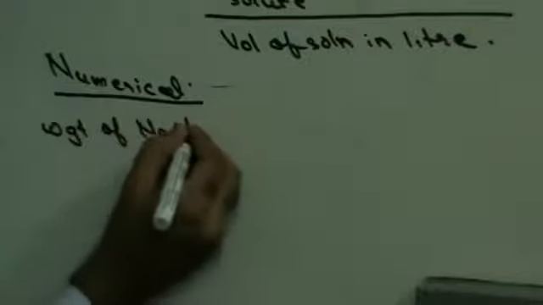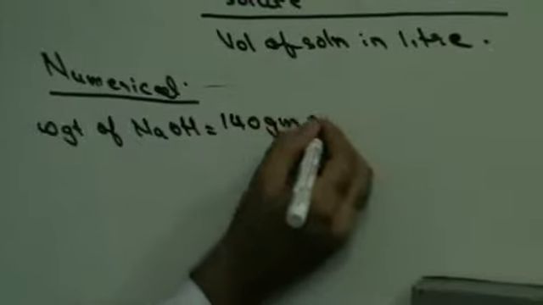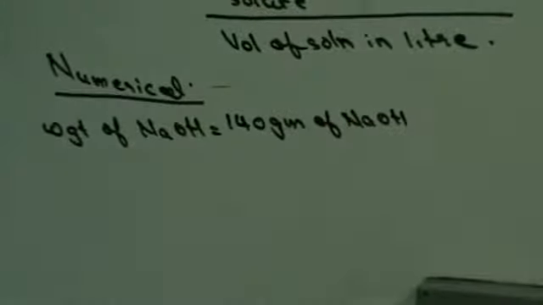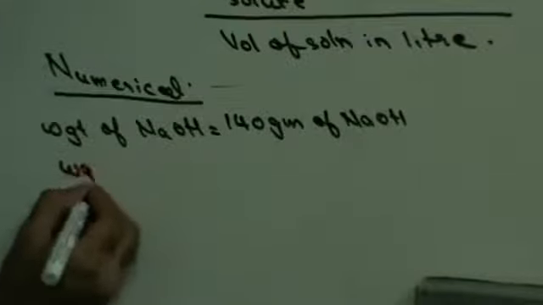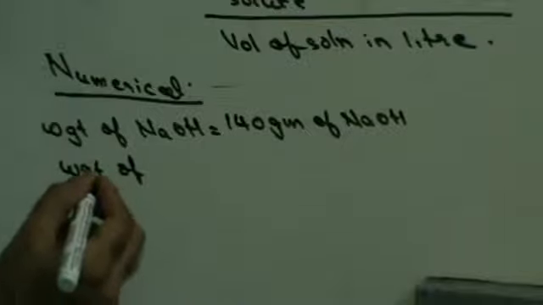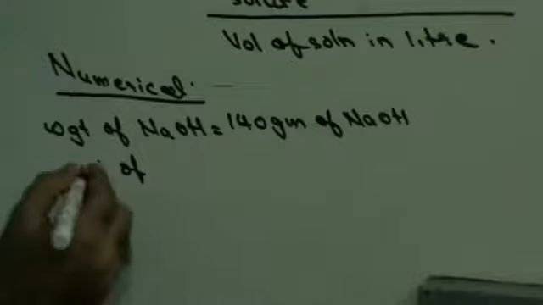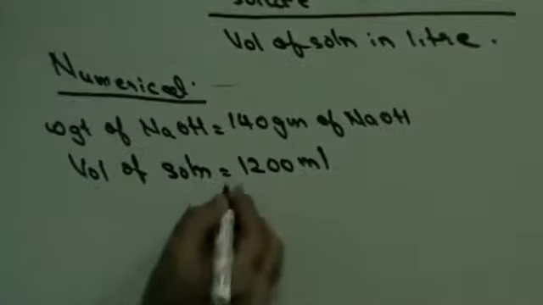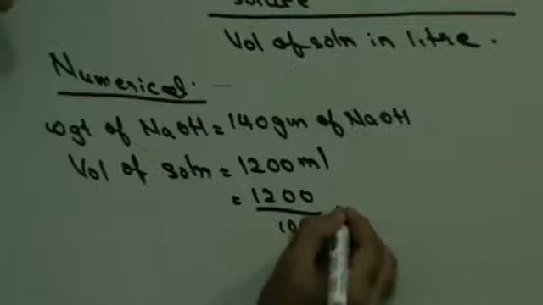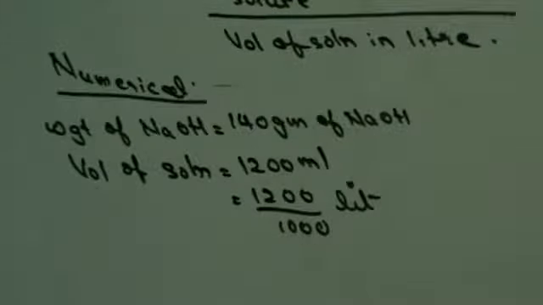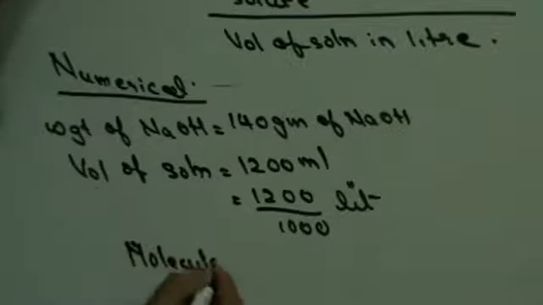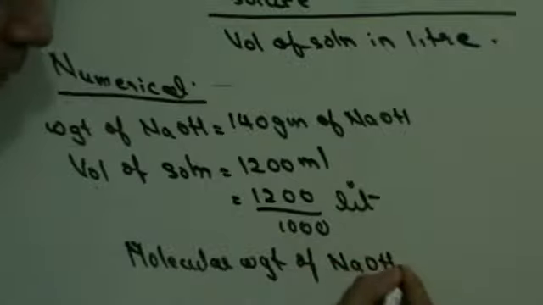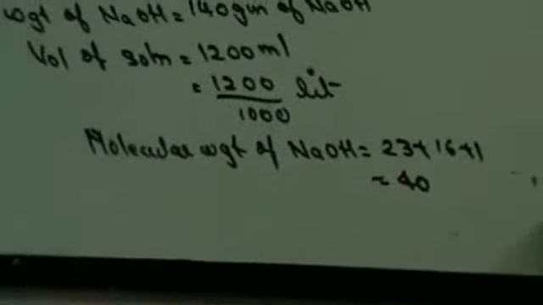containing 140 grams of NaOH in 1200 milliliters of solution. First thing I need to do is convert the volume of solution into liters. Now let's find out the molecular weight of NaOH. Molecular weight of NaOH is 23 plus 16 plus 1, which is 40. Once I know the molecular weight of NaOH, then I can find out normality.